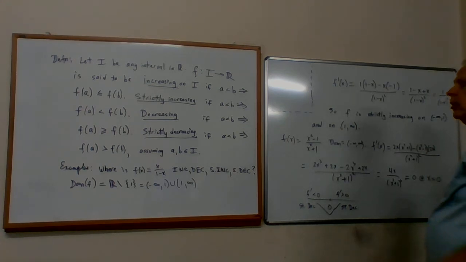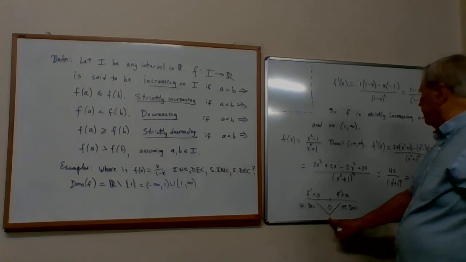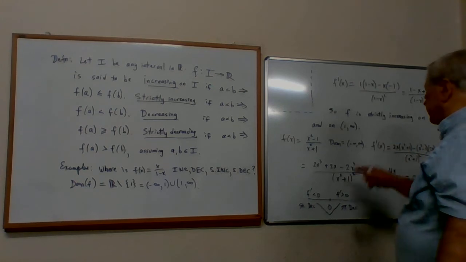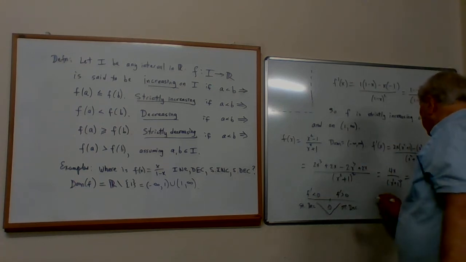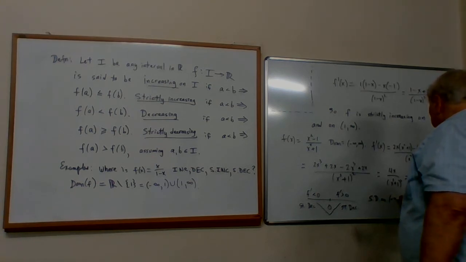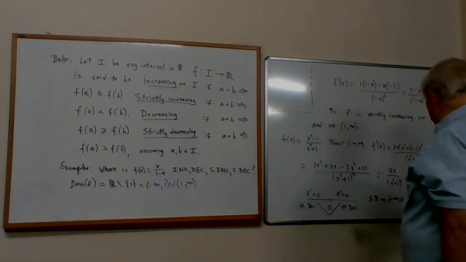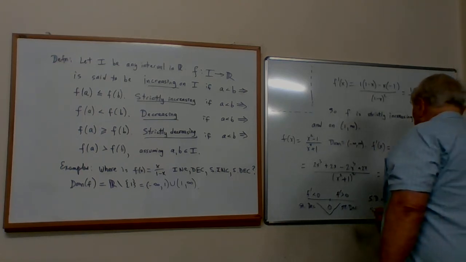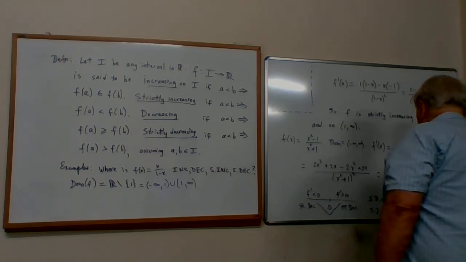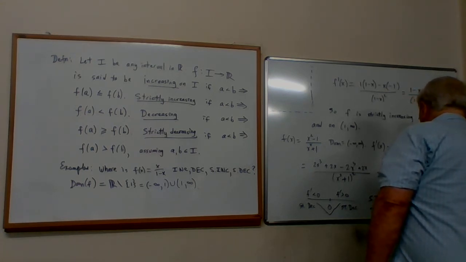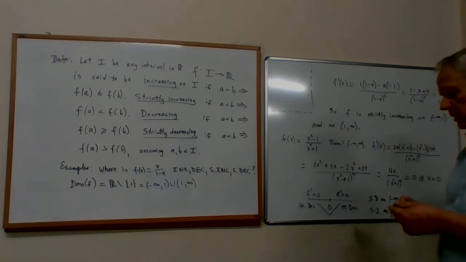So we don't care at this moment, but there is a minimum at x equals 0. But the answer to the question is it's strictly decreasing on negative infinity to 0, including 0 this time. And it's strictly increasing on the interval from 0 to infinity, again, including 0.